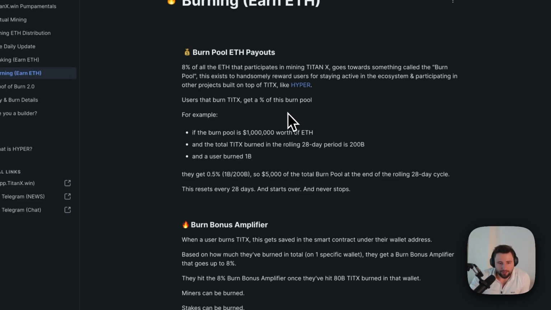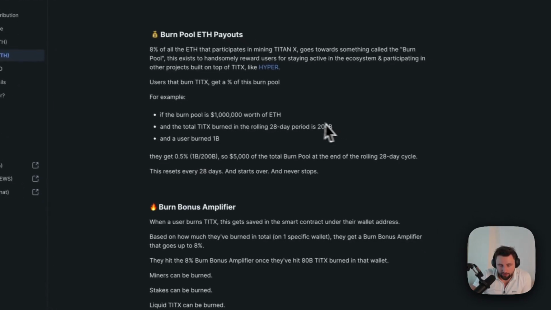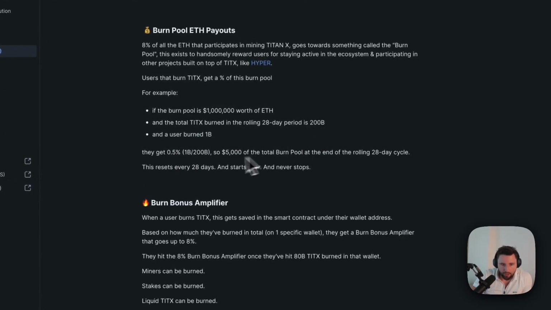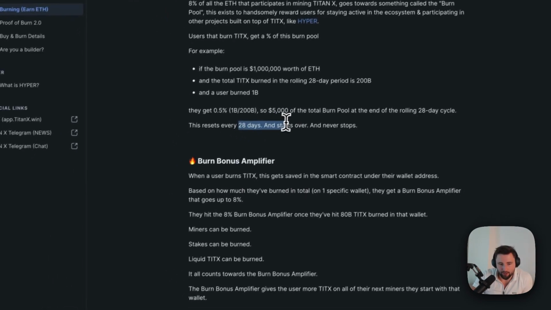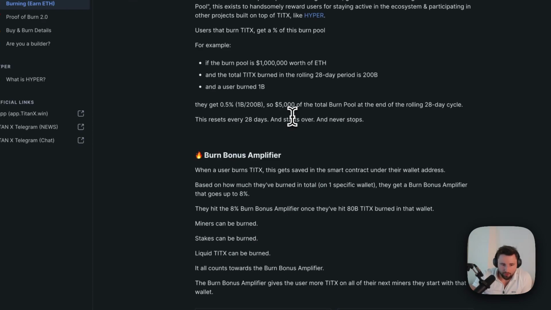Users that burn Titan get a percentage of this burn pool. For example, if the burn pool is $1 million worth of Ethereum, and the total Titan burned in the rolling 28-day period is 200 billion. So in this rolling 28-day period, if the total global Titan burn amongst users is 200 billion, and you burn 1 billion, well, then you have 0.5% of the total burned in that 28-day period, right? So $5,000 of that 1 million would get paid out to you based on how much you've burned versus everybody else in this 28-day period. And this resets every 28 days. So it's like a burning leaderboard of sorts.